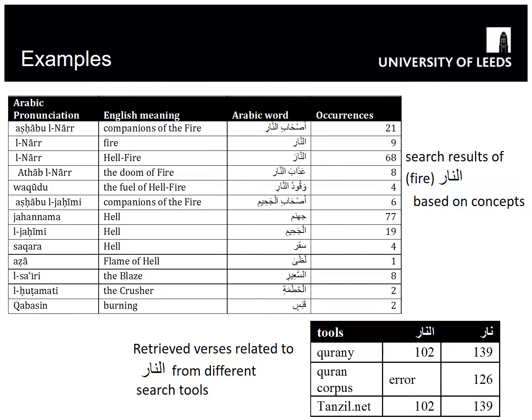While if we search by using concepts or terms, like if we search for Ashab al-Nar, the companions of fire, it retrieves 21, Hellfire 68, the Doom of Fire with Adab al-Nar 8. So here, more than 250 verses are related to the different concepts of An-Nar.